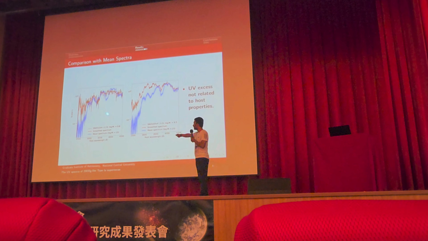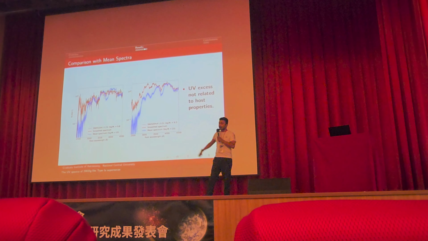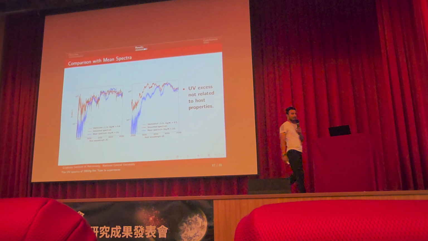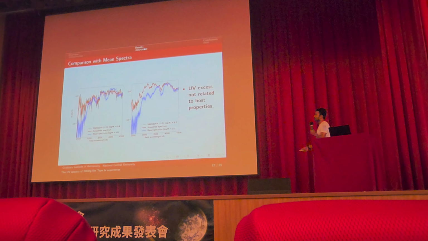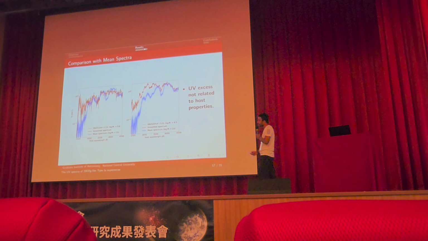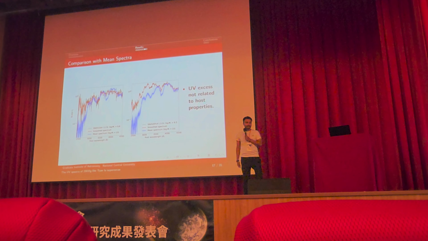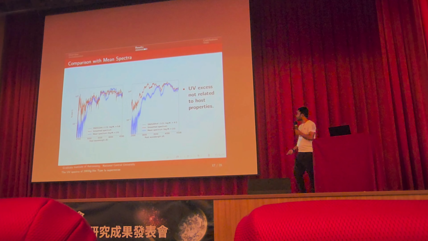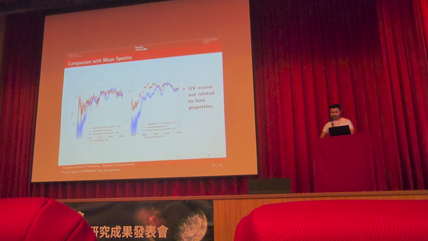2001 to the n, similar 9.8. Similarly, we find that in both cases they do not match the observed spectra. So from this we conclude that the UV excess in this object is not related to host properties. Host property in this case is stellar mass.